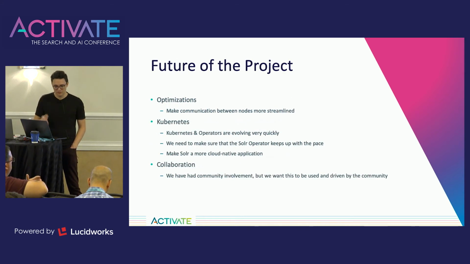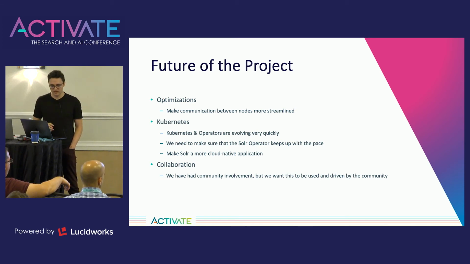But yeah, for the future of the project, we want to make optimizations, obviously, and integrate better with Kubernetes. Kubernetes is evolving very quickly. We need to keep it up to date, as well as with the operator infrastructure that exists for Kubernetes. And a future goal is to make Solr more cloud native, make it work better with Kubernetes in a number of ways. But to do that, we need a lot of collaboration. So please come talk to us if you're interested. We have a lot of ideas and not a whole lot of time. So more people, good. Awesome.